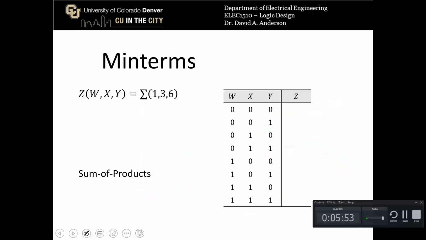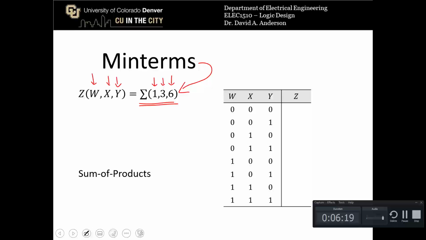Okay, so now let's do an example just talking about minterms without a function. The way that we write logic functions in terms of minterms is using this summation notation. So we would say that z as a function of w, x, and y is the sum of minterms 1, 3, and 6.